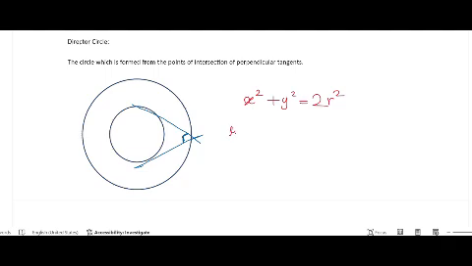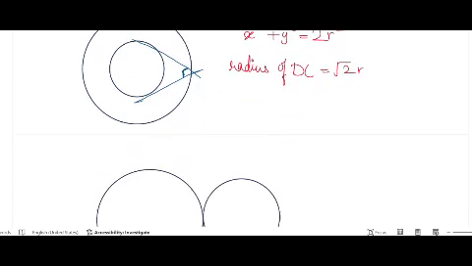Okay, so radius of director circle is equal to root 2r. Hence, on squaring it, you get 2r square. All right, this was whatever you needed.